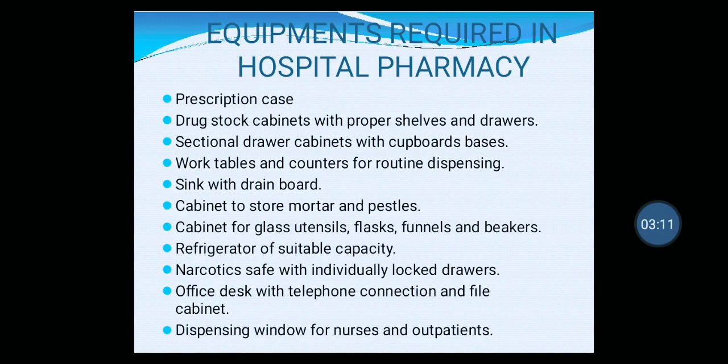Next, a cabinet for glassware, flasks, funnels, and beakers should be provided for the manufacturing process. Flasks, beakers, and funnels are required for the filtration process: dirt and other particles in the mixture are separated using the funnel. Beakers come in 500 ml, 100 ml, 50 ml, and 20 ml sizes, divided by volume. And a refrigerator of suitable capacity.